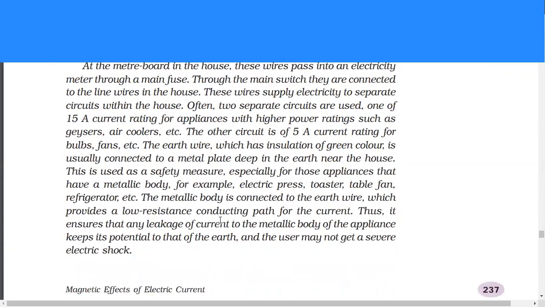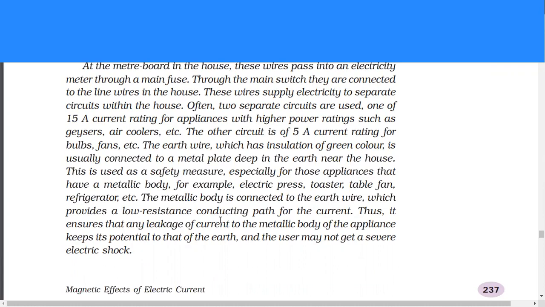The earth wire, which has insulation of green color, is usually connected to a metal plate deep in the earth near the house. This is used as a safety measure, especially for those appliances that have a metallic body, for example, electric press, toaster, table fan, refrigerator, etc.